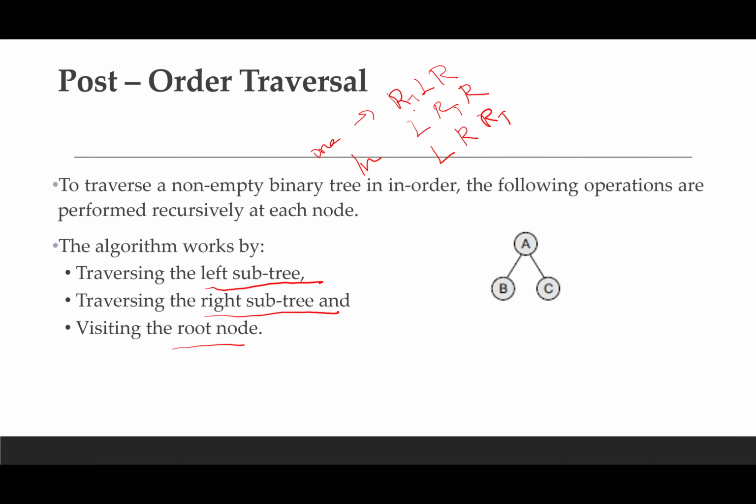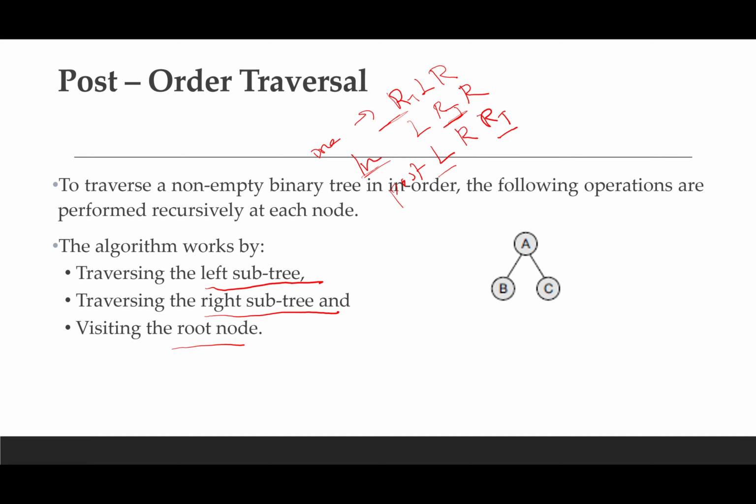In pre-order, pre means first, so root, left, right. In-order means inside, right, so the root should be in the middle: left, root, then right. And in post-order, post means later, so later we have to visit the root. So left, right, then root. So these are the steps for doing the tree traversal.